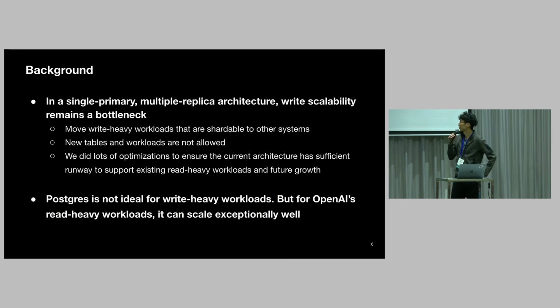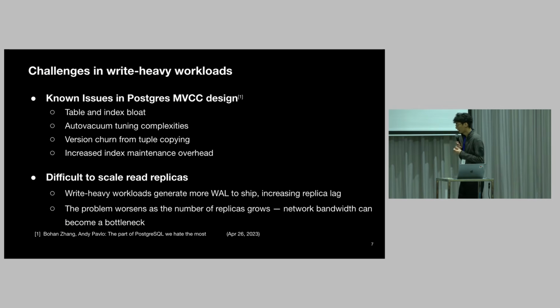Overall, we think Postgres is not ideal for really heavy workloads. But for OpenAI's really heavy workloads, it can scale very well, even with the current unsharded architecture. So why is Postgres not ideal for heavy workloads? I think there are some known issues in the Postgres MVCC design. It's multi-version concurrency control. Andy and I wrote a blog article about that in 2023.